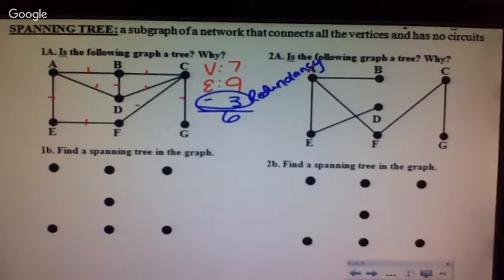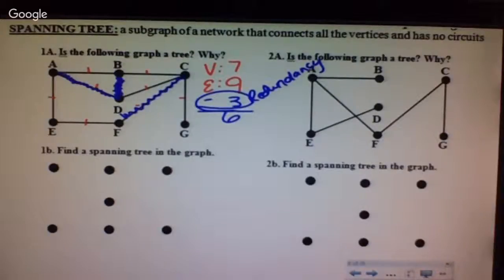Okay, so what I need to do is remove 3 of these lines to get rid of my circuits. The one that goes from A to D. Okay, you said you want to get rid of the one that goes from B to D. Okay, we're going to get rid of this one. You said A and D? Yeah, I said A and D. Okay, let's get rid of this one. And F to C. Okay, let's get rid of this one.